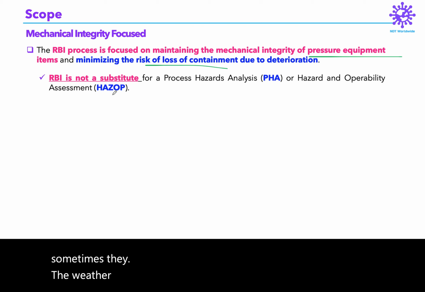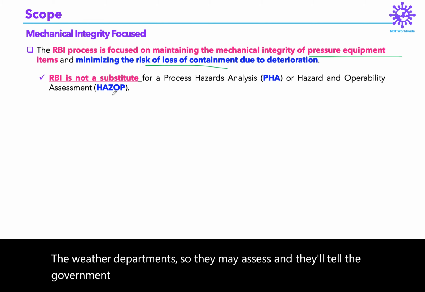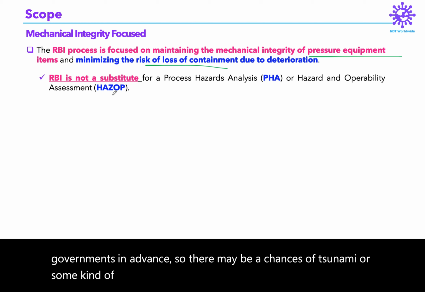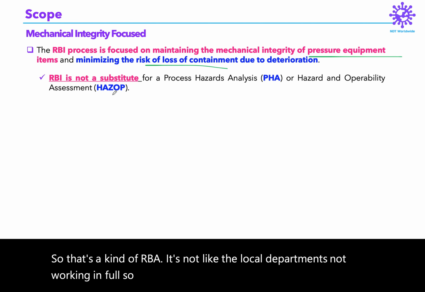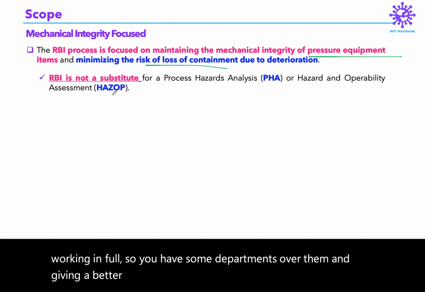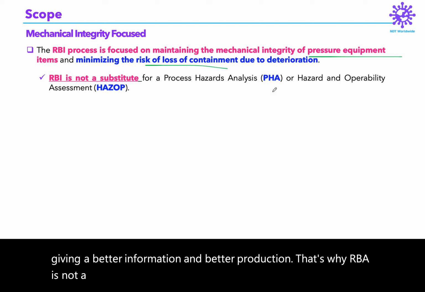Sometimes the weather departments assess and tell the governments in advance that there may be chances of a tsunami or some kind of earthquake, so they alert the people in advance. That's a kind of RBI. It's not that the local departments are not working fully. You have some departments over them giving better information and better protection. That's why RBI is not a substitute for process hazard analysis and hazard operability assessment.